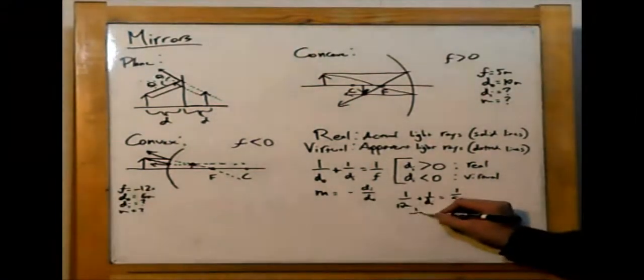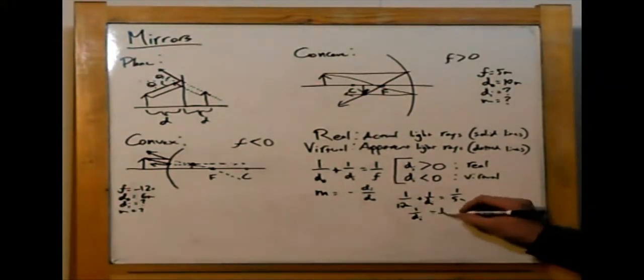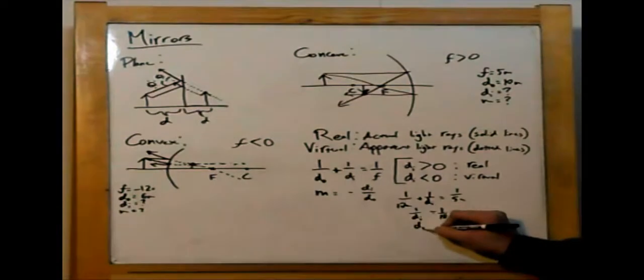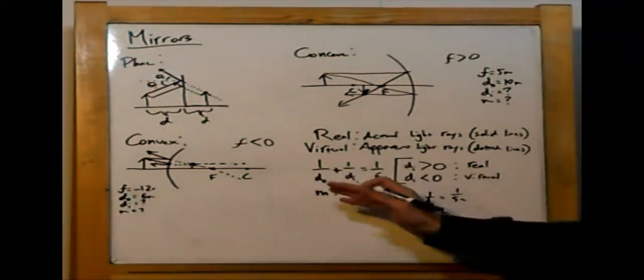Subtract 1/10 from both sides, you get 1 over our image distance is equivalent to 1 over 10 meters, so then our image distance is just going to be 10 meters. And notice that it's positive, that means it's going to be on the left side of the mirror.